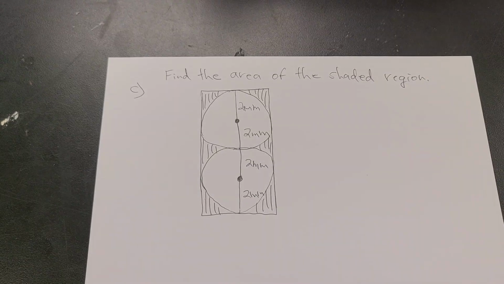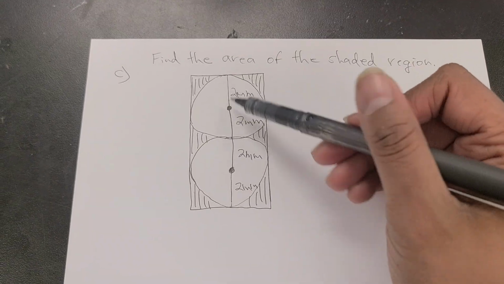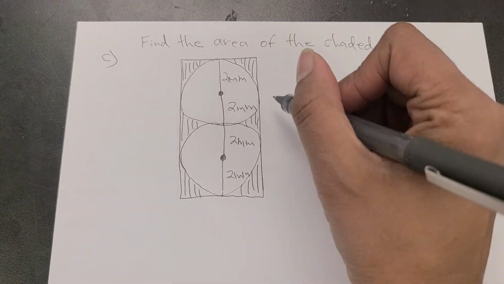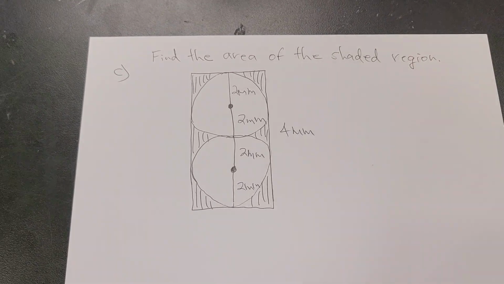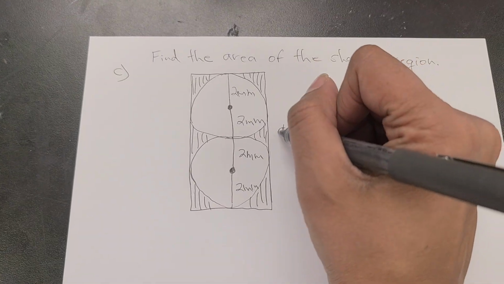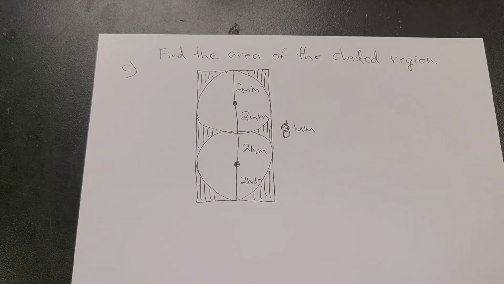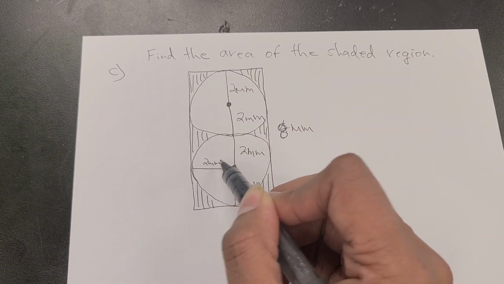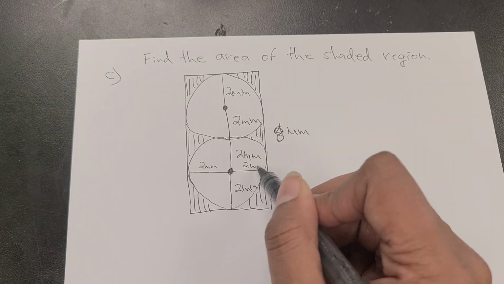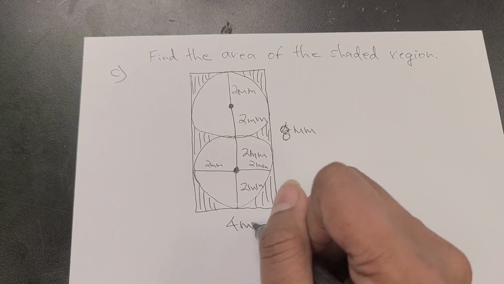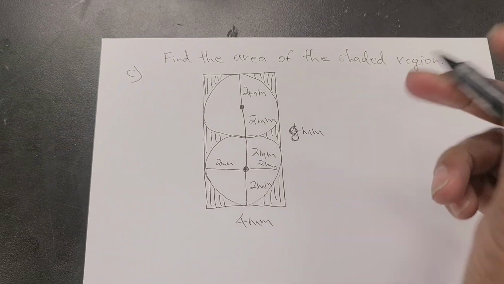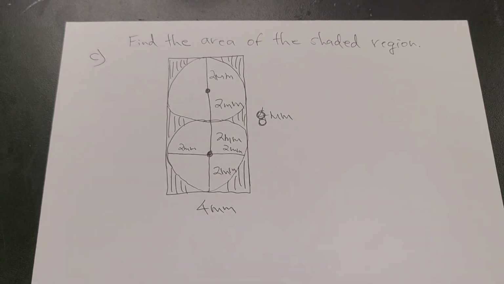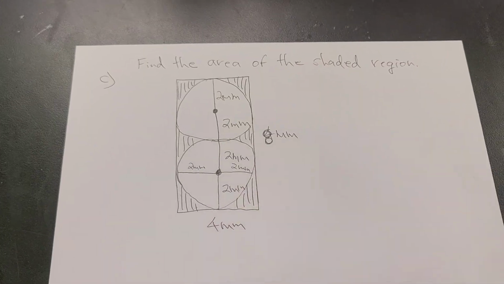Remember when you have two radii, they basically make the diameter of the circle, right? So I can see this entire length of the rectangle, 2, 4, 6, 8 is 8 millimeters. But if you go across this way, take a look here. This is 2 millimeters and 2 millimeters. So the actual diameter here is 4 millimeters. Hopefully everyone sees that, and this is really important. We're going to do the area of the shaded region, which is this background right here.